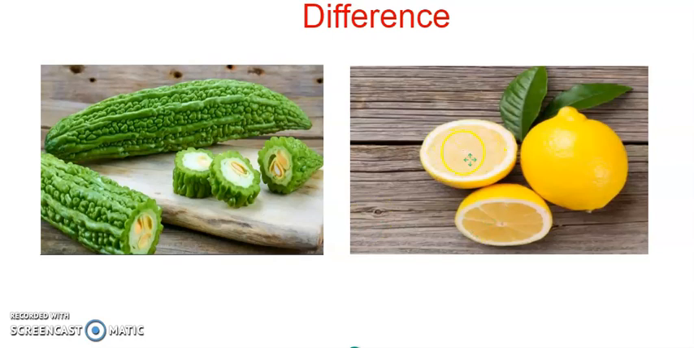So, the lemon contains certain acids or chemicals which give it that sour taste. So, the lemon is acidic in nature. So, what is acid? What is acidic nature and how is it different from base? Let's study.